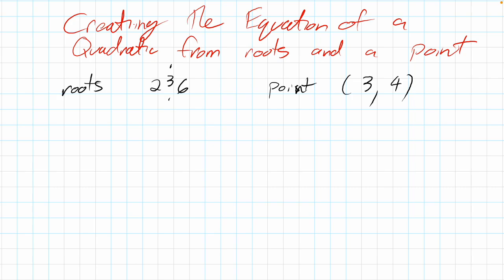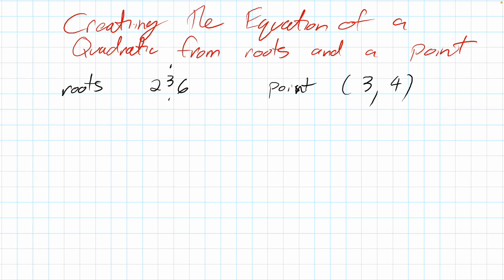Very long title on this one. Creating the equation of a quadratic from roots and a point. And we're not going to just do any equation. We'll get a specific equation, then we'll change it to standard form, just because that's commonly how they sometimes ask for things. They've given us roots and some point. So I've got to talk about how we could build from here.